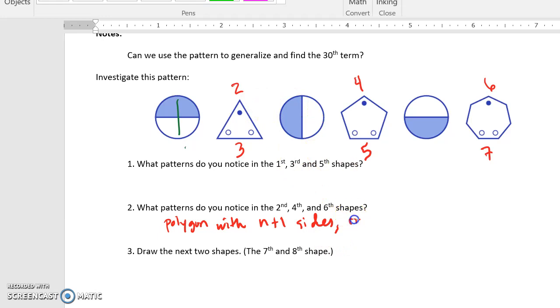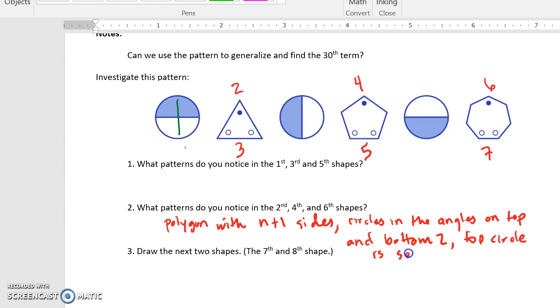We have circles in the angles on top and bottom 2, right? And then the top circle is solid.